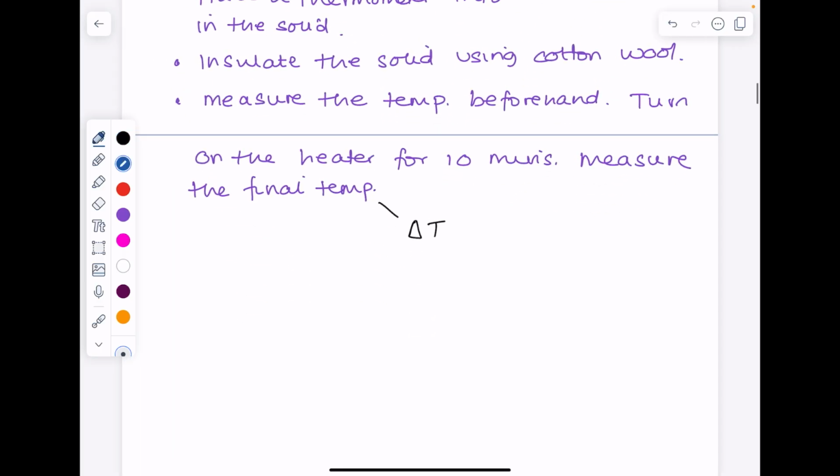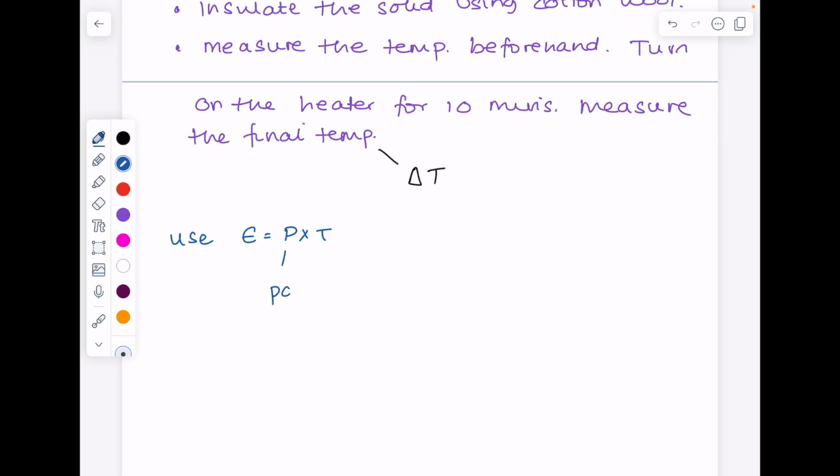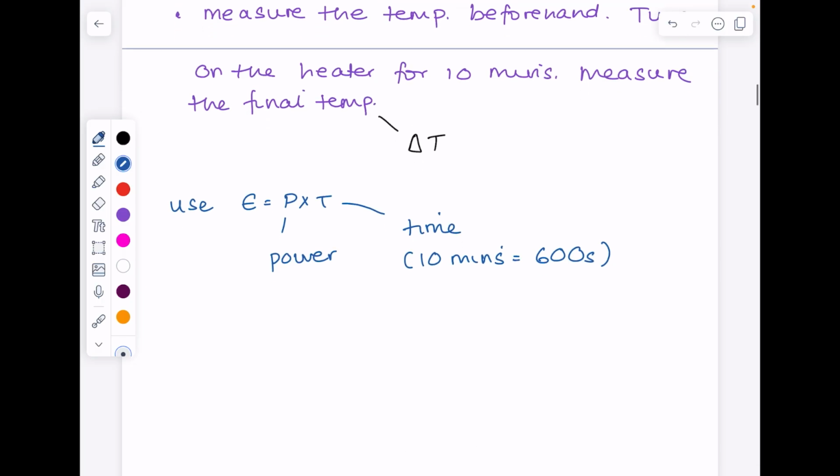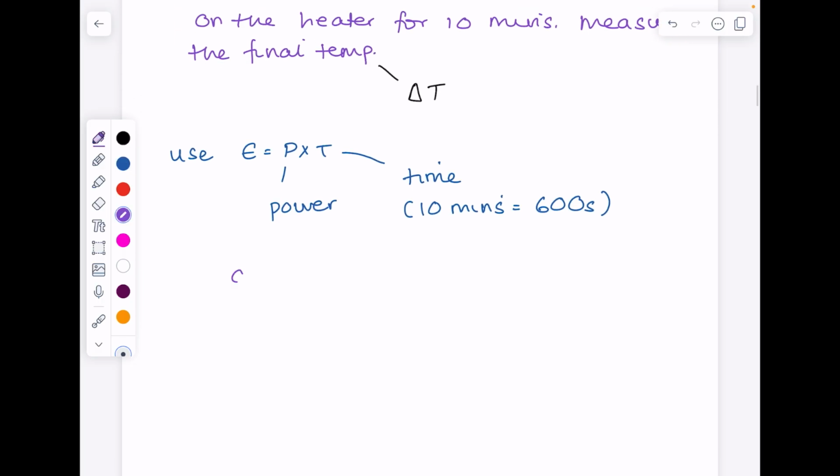Well, you'll need to use another equation, which is E equals PT. So that means we're going to use the power of the immersion heater as well as the time it's switched on for, which in this case was 10 minutes. Let's convert that into seconds because that's the standard unit, which is 600 seconds. So now we have enough information to feed into specific heat capacity equals energy change over mass times temperature change, and that will enable you to find the specific heat capacity.